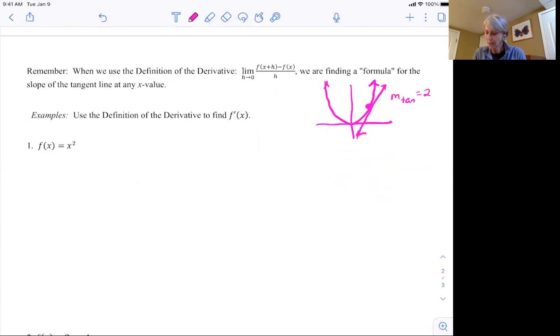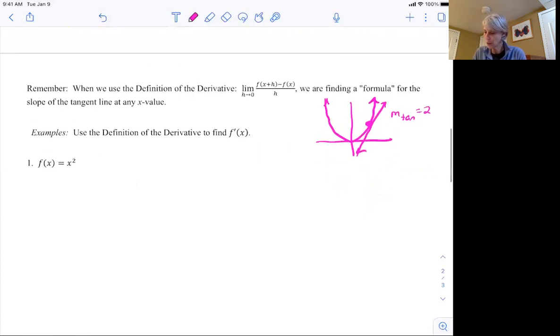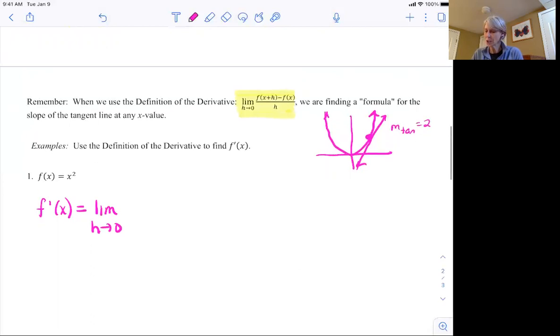So if f of x equals x squared, and I want to use the limit process, I want to use the definition of the derivative. I'm going to start by setting up my derivative. F prime of x equals the limit as h approaches 0. Now, what is f of x plus h? Think about it. We did this earlier in the year. If f of x equals x squared, f of x plus h is what we get when we evaluate that, right? Replace x with x plus h.